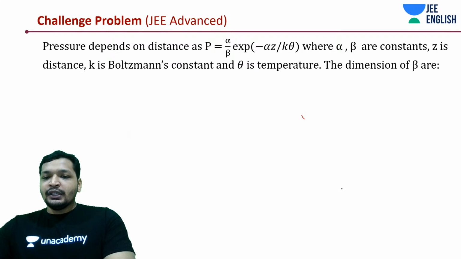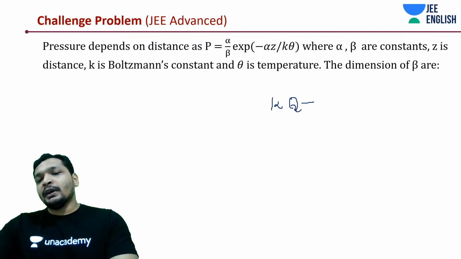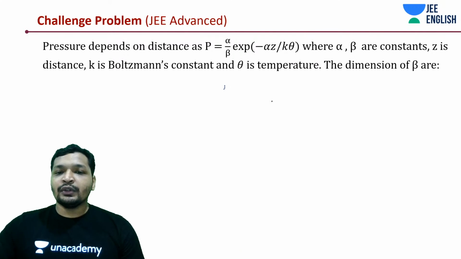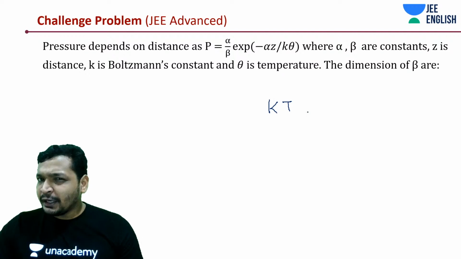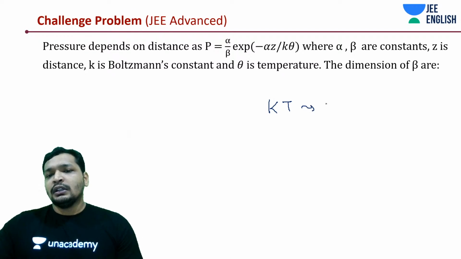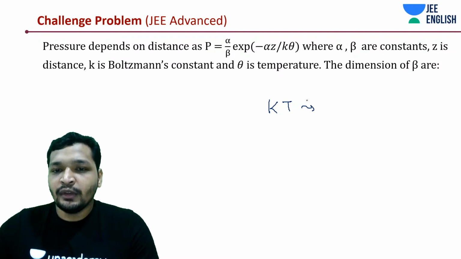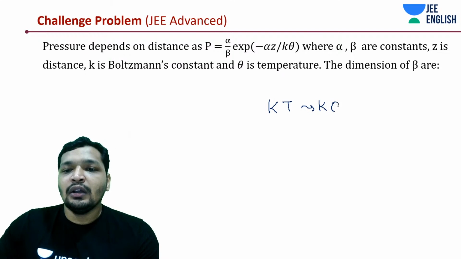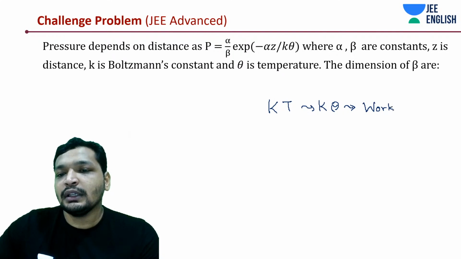So, how do you do this? kθ, if you remember, is nothing but... kT is nothing but kθ. Remember PV. Why I'm talking about PV, we'll come to that point because our question was there. kT or kθ. What is that? Is it just work done?